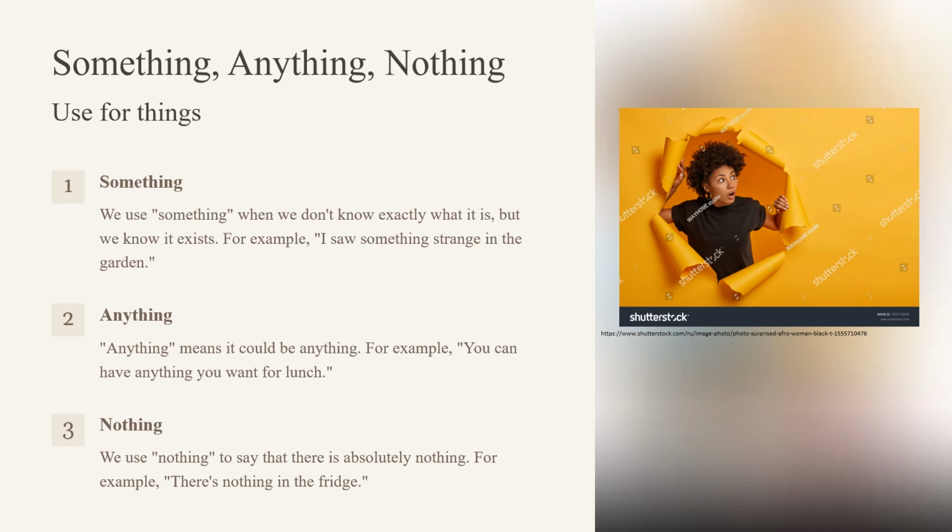Anything? Anything means it could be anything. For example, you can have anything you want for lunch. Nothing. We use nothing to say that there is absolutely nothing. For example, there is nothing in the fridge.